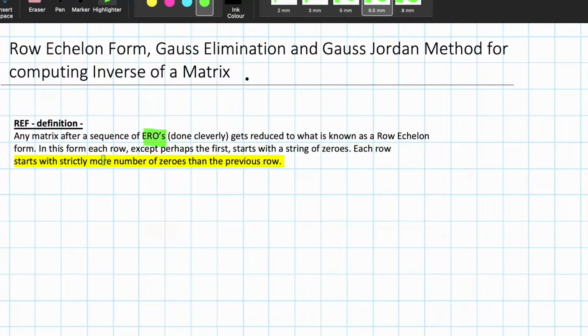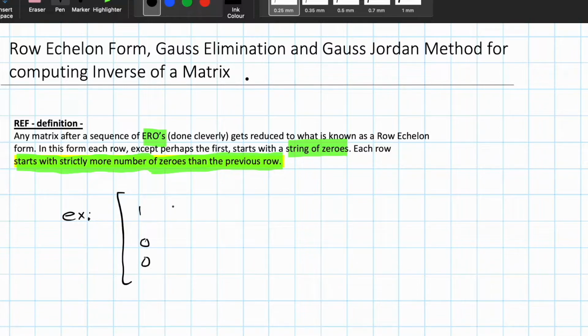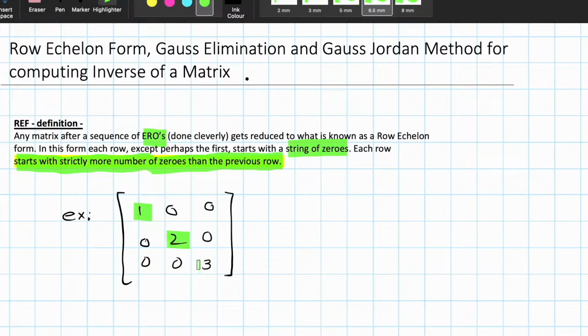the row echelon form. In this form, each row, except perhaps the first, starts with a string of zeros. Each row starts strictly with more zeros than the previous row. So what do I mean by this? Let us take an example of a row echelon form: 1 0 0, 0 2 0, 0 0 3. This particular matrix is in row echelon form.